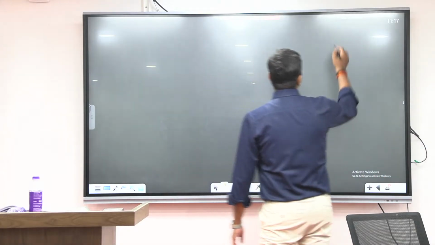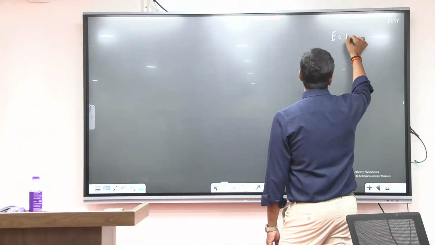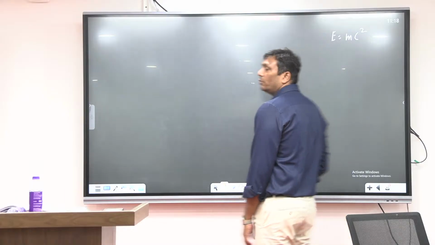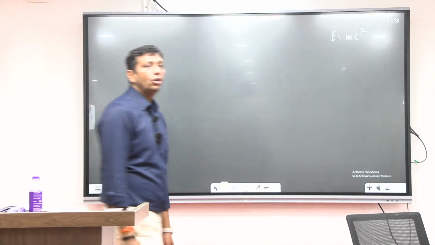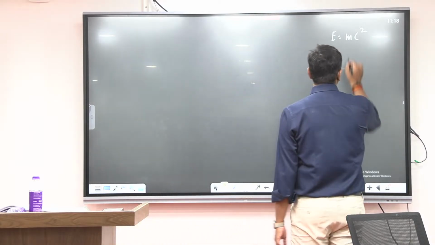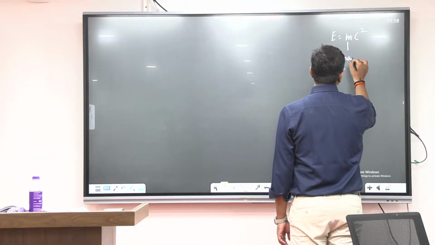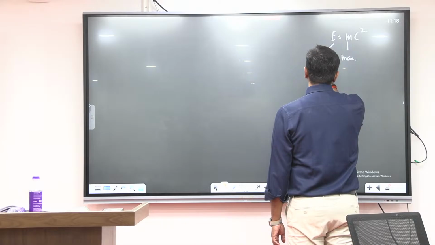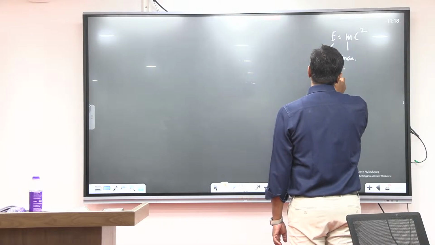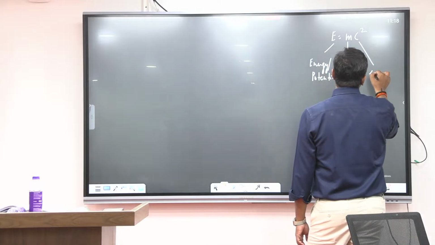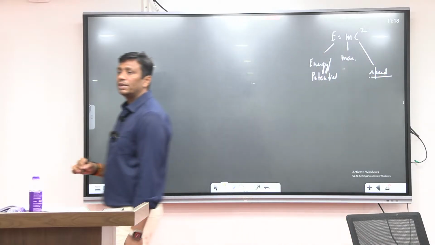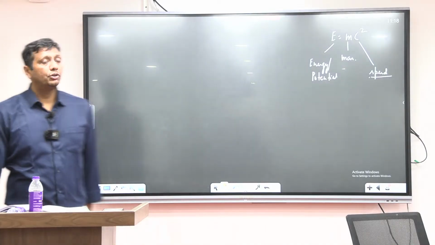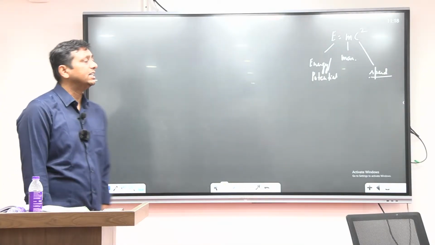I think you people know very well E is equal to mc square. Okay, Einstein's energy law, E is equal to mc square. M is equal to mass here. E is equal to energy or potential. And C is equal to speed. So E is energy or potential, M is mass, and C is speed.